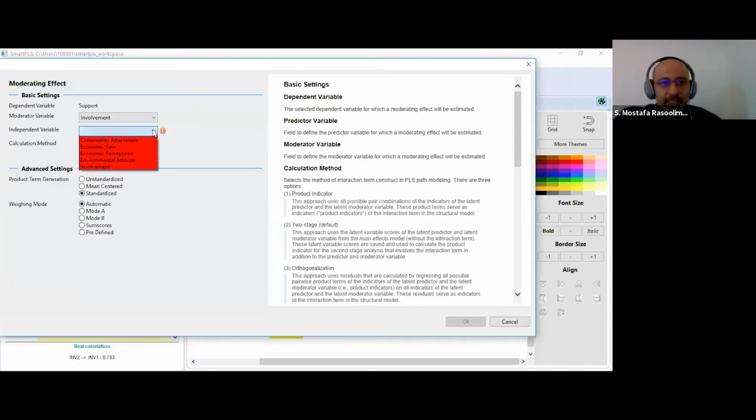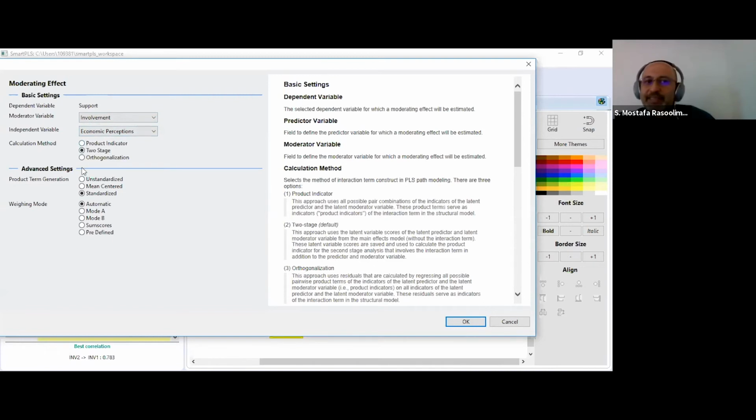So click on perception, economic perception, right? The name of the variable is economic perception. So click on perception. So you select moderator, and you select the independent variable that you want to create the interaction effect between this IV and moderator.